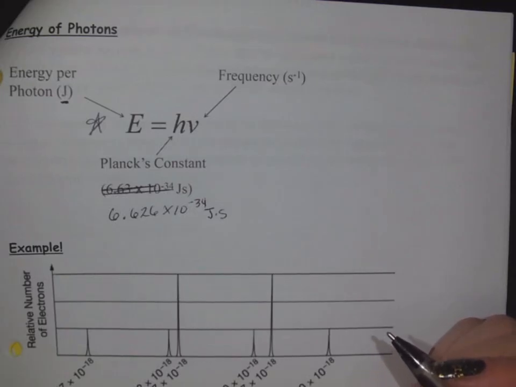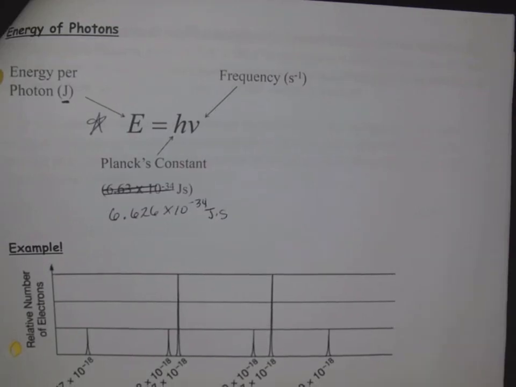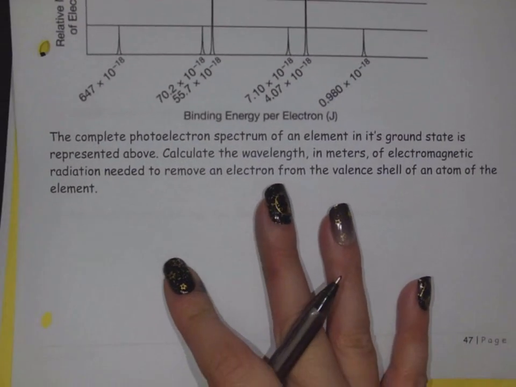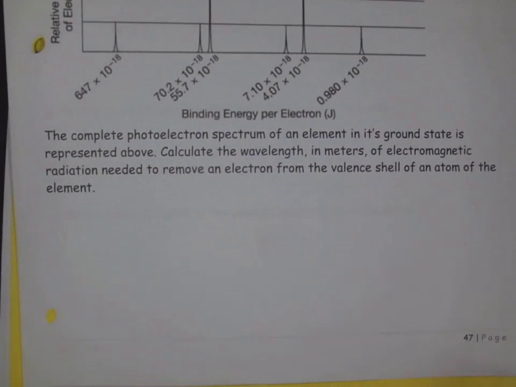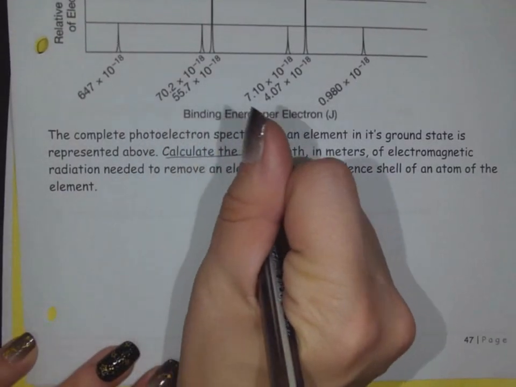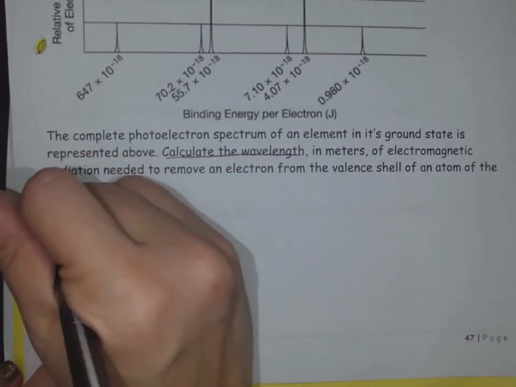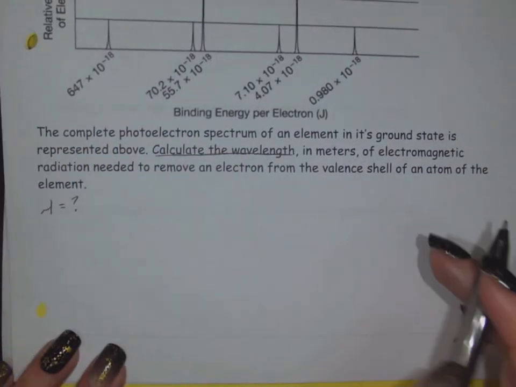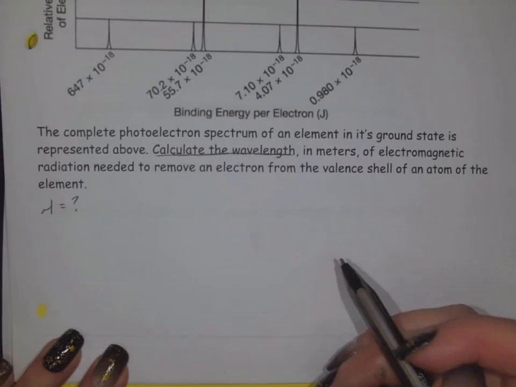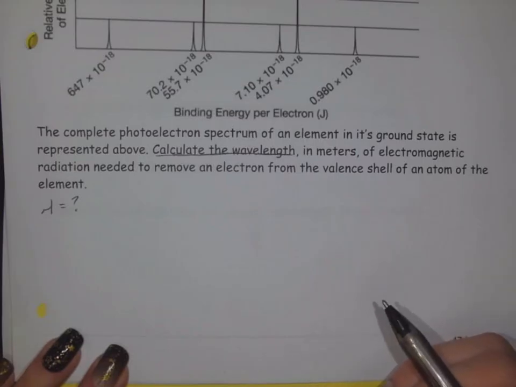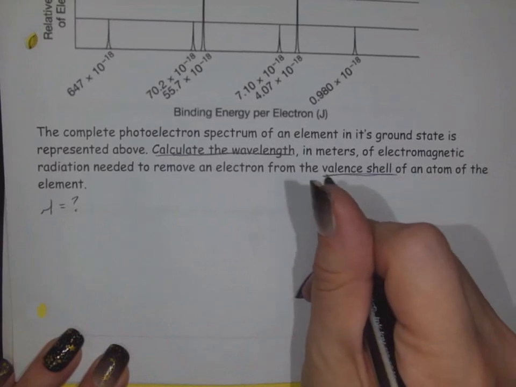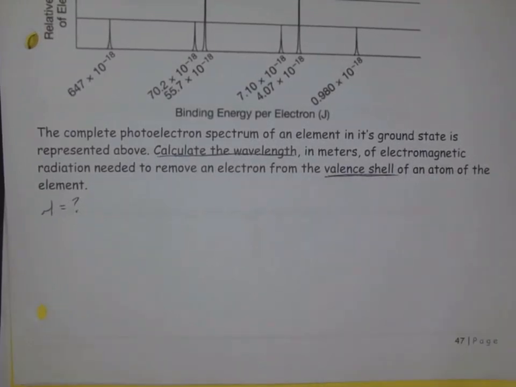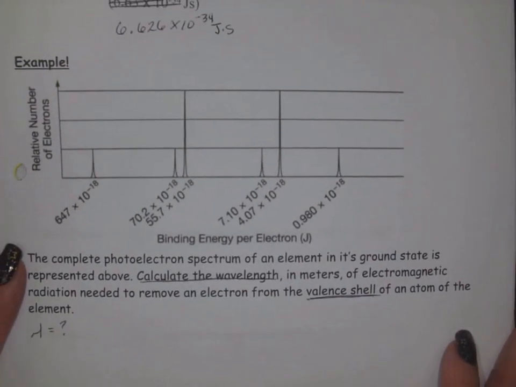Let's do an example where you have to use this equation. The complete photoelectron spectrum of an element in its ground state is represented above. Calculate the wavelength, in meters, of electromagnetic radiation needed to remove an electron from the valence shell of an atom of the element. Okay, so we're solving for wavelength. Okay. Finding energy.